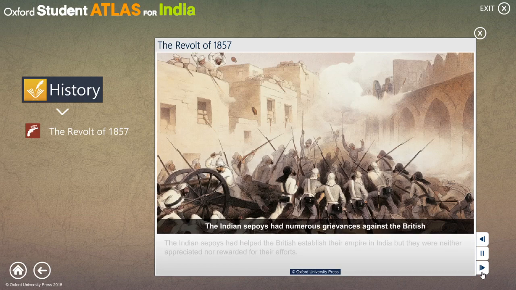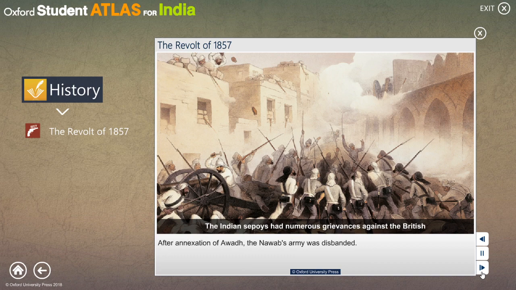Military causes. The Indian sepoys had helped the British establish their empire in India, but they were neither appreciated nor rewarded for their efforts. There was grave discrimination between an Indian sepoy and his British counterpart. The Indian soldiers were paid less than the British soldiers. In 1856, an act was passed which required all new recruits to serve overseas if required. This hurt the sentiments of the Hindus because they believed that overseas travel would lead to loss of caste.